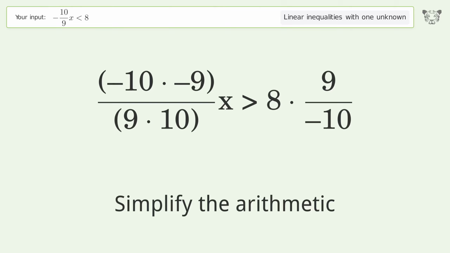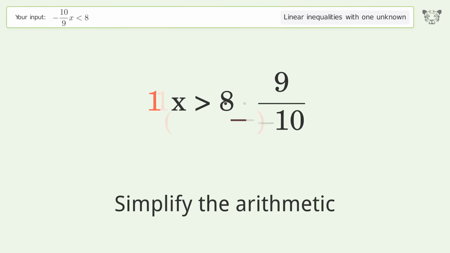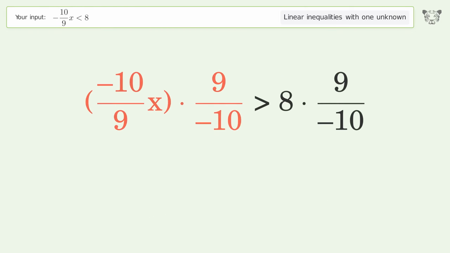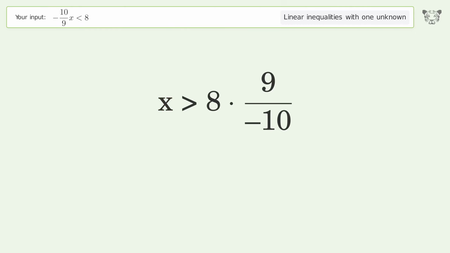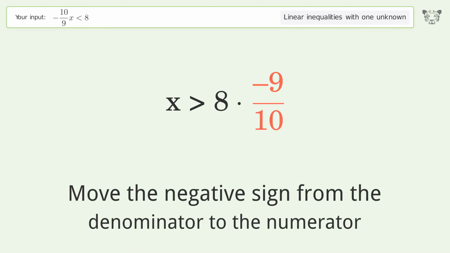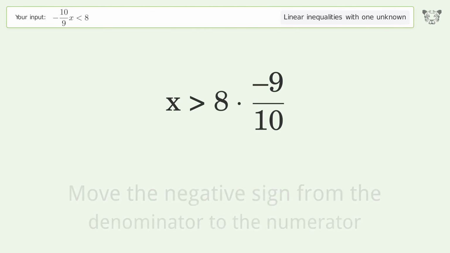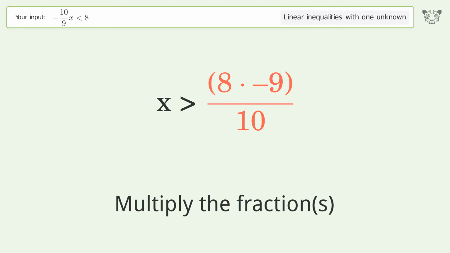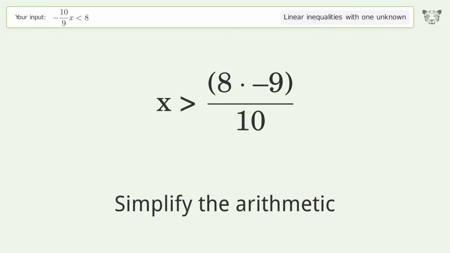Simplify the arithmetic. Move the negative sign from the denominator to the numerator. Multiply the fractions. Simplify the arithmetic.